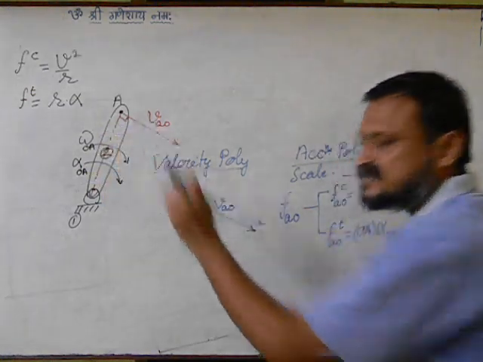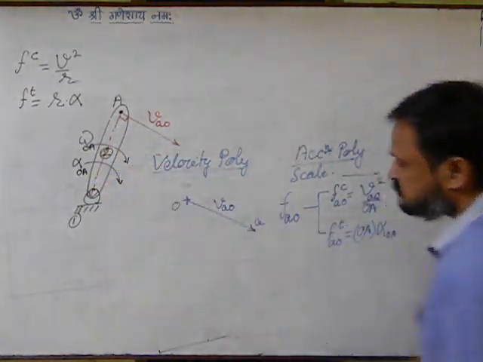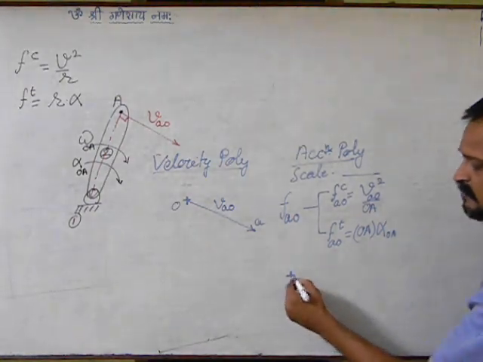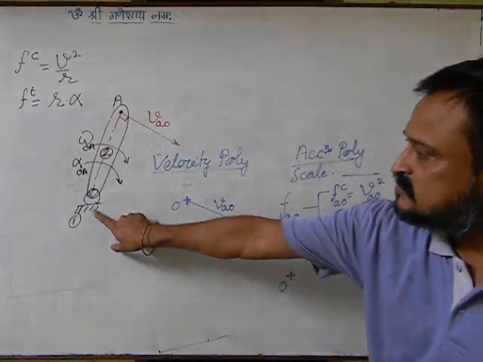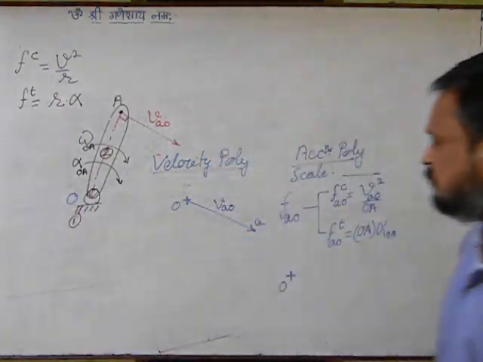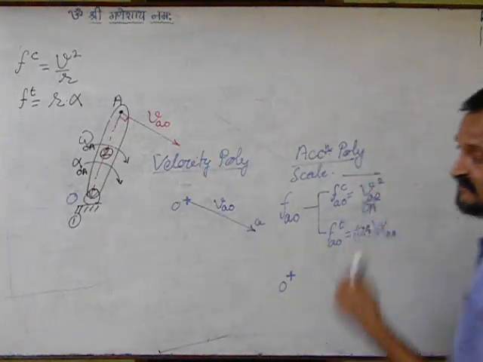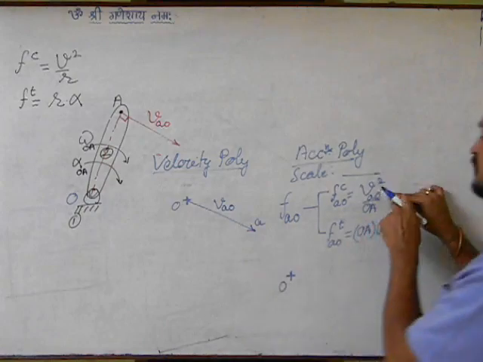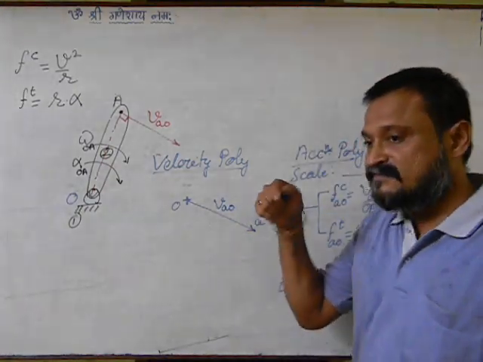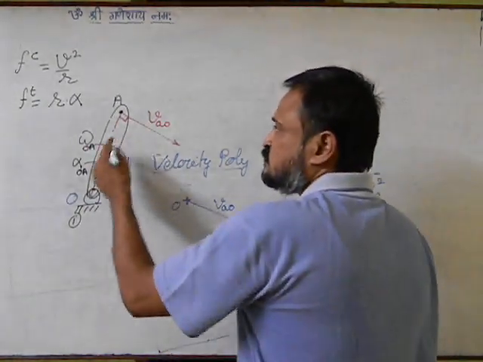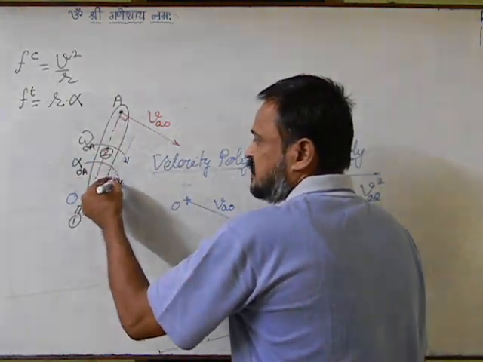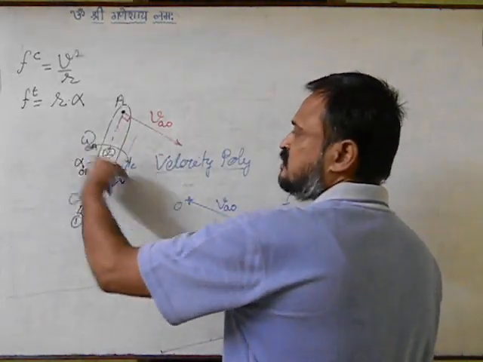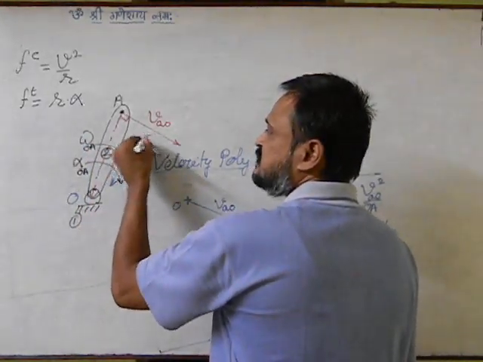So right now if I consider this to be the input link, I'll first locate the vector polygon. For the vector polygon I'll locate the pole, so let us say this point is O. Now it will have two components. Which are the two components? The centripetal component of acceleration, whose vector is towards the center of rotation. A is rotating about O, so this vector is the centripetal component, and perpendicular to it, as alpha we have shown turning clockwise, this will be the tangential component.